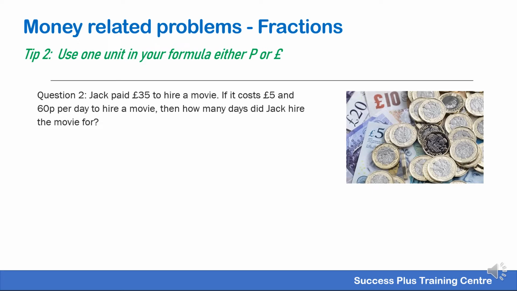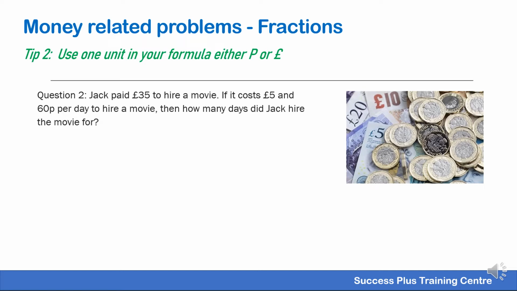Question number 2. Jack paid £35 to hire a movie. If it costs £5 and 60p per day to hire a movie, then how many days did Jack hire the movie for? Pause the video and have a go. This question is slightly different to the previous question, basically because Jack will be paying a fixed amount and a variable amount. A fixed amount which is equal to £5 and a variable amount that varies by the number of days.